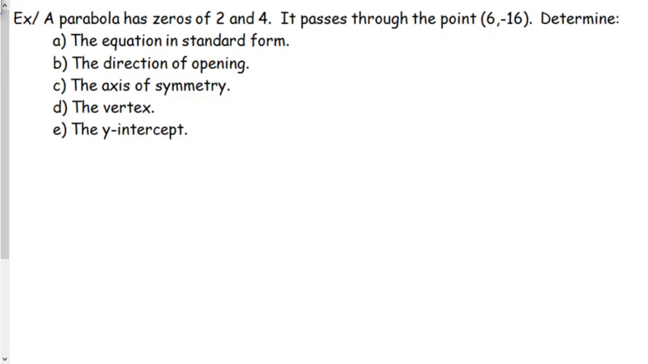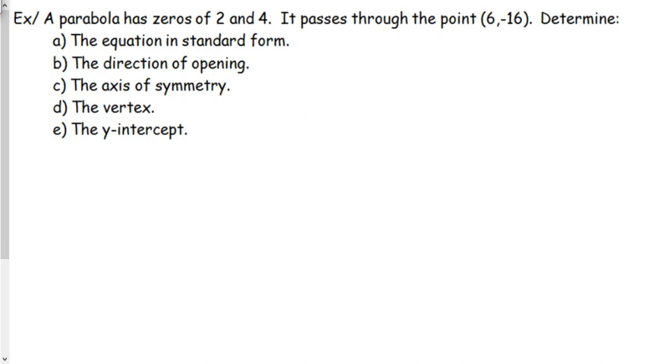All right, here's our first question. A parabola has zeros of 2 and 4. It passes through the point 6, minus 16. Determine the equation in standard form, the direction of opening, the axis of symmetry, the vertex, and the y-intercept.